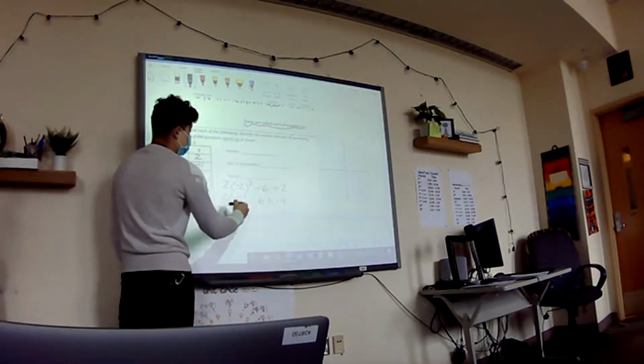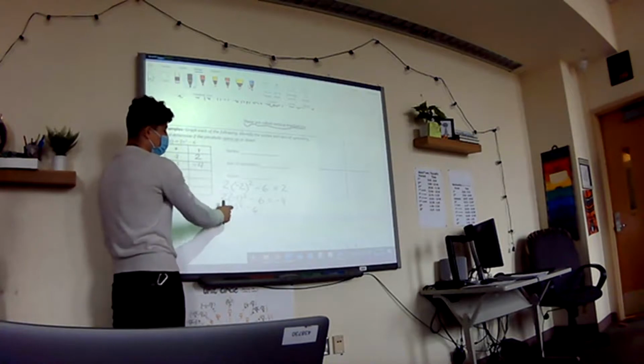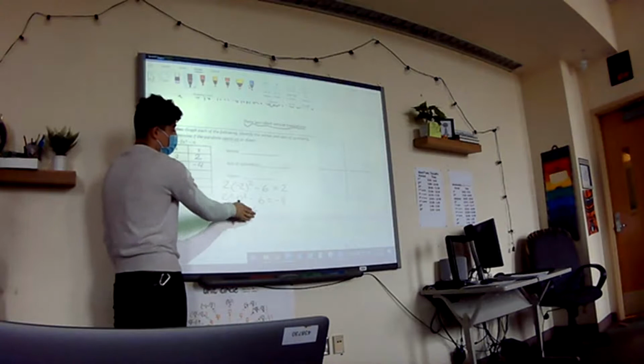All right, do the same thing for 0. The nice thing about 0 is this is just going to be 0. So 0 squared is 0, times 2 is 0. So you just get -6.